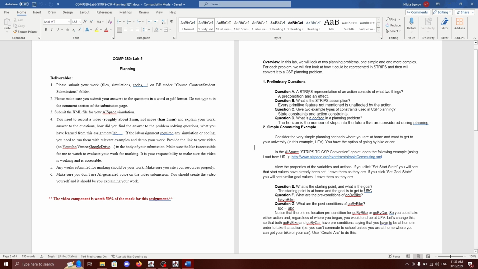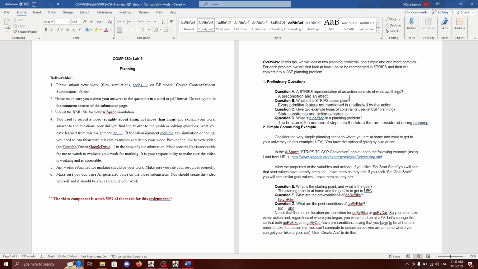So the preliminary questions: a STRIPS representation of an action consists of a precondition and an effect, right? So what are the conditions for the action to occur, and what is the effect of the action? STRIPS assumes that every primitive feature that is not mentioned is unaffected by the action, unlike the classical representation.